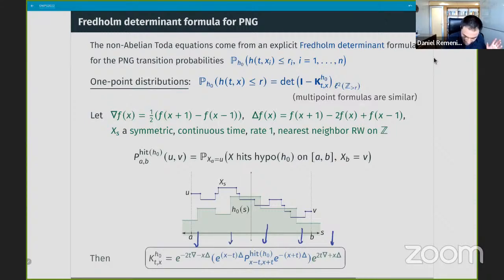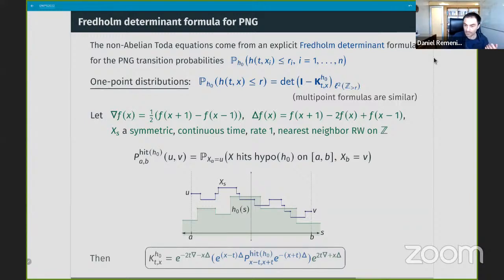It may be a little bit of a strange way to write it, because you can see that I have an X here and an X there, and I could cancel them. I have an X here and an X there. I could also cancel them, but I'm not canceling them, and there's a reason I'm not canceling them. So that's K. And it turns out that if you compute the determinant of the identity minus this matrix, then you get the transition probabilities for this PNG process. So this is K.